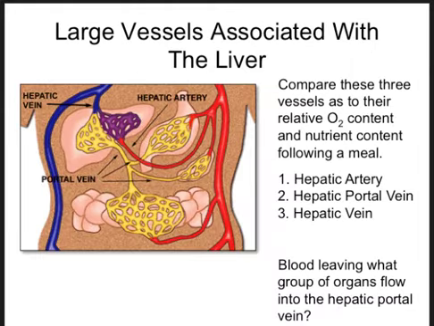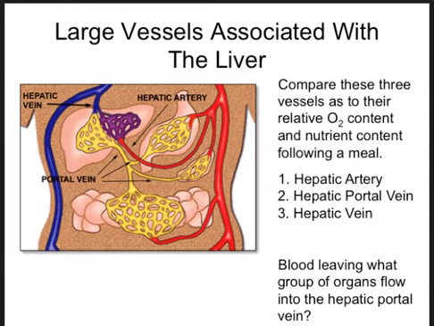Compare these three vessels as to their relative oxygen content and nutrient content following a meal. We're going to rank the hepatic artery, the hepatic portal vein, and the hepatic vein. In terms of oxygen content, the top oxygen content following a meal would be found in the hepatic artery. Next most oxygen content would be in the hepatic portal vein. And then the least oxygen content would be in the hepatic vein.